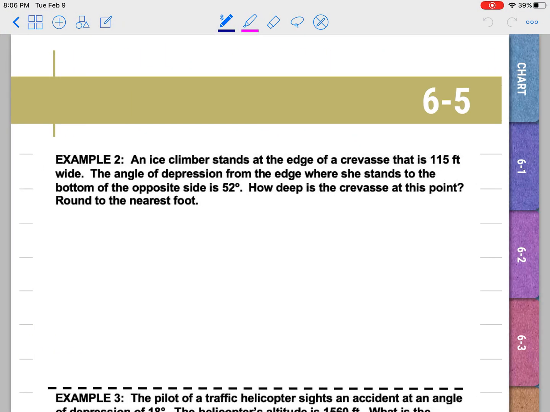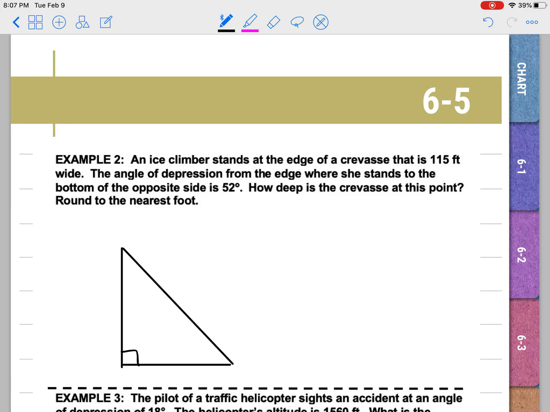So let's look at the next one. We have an ice climber, and again, we can keep reading. We're going to pause for just a second and go ahead and set up our picture. We know it's going to be a right triangle.